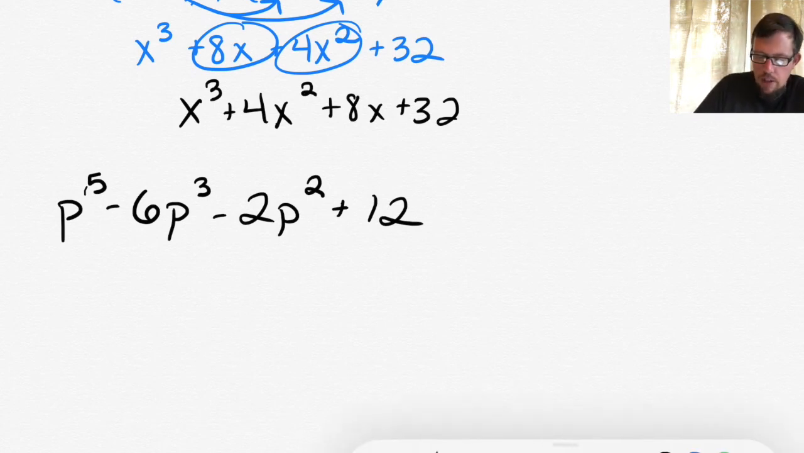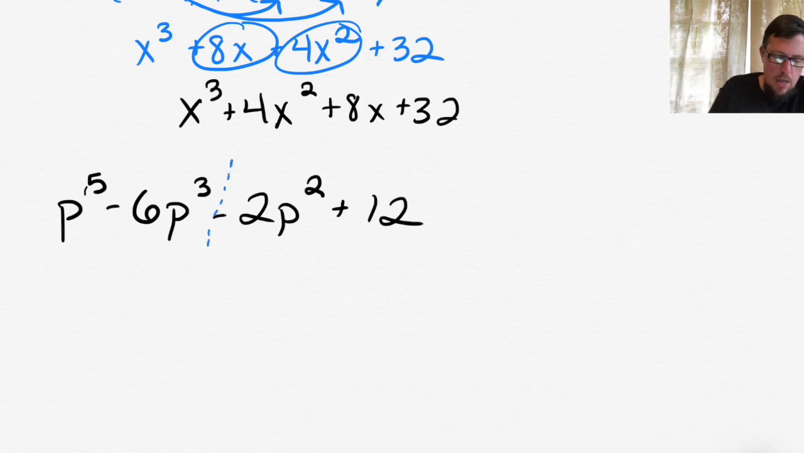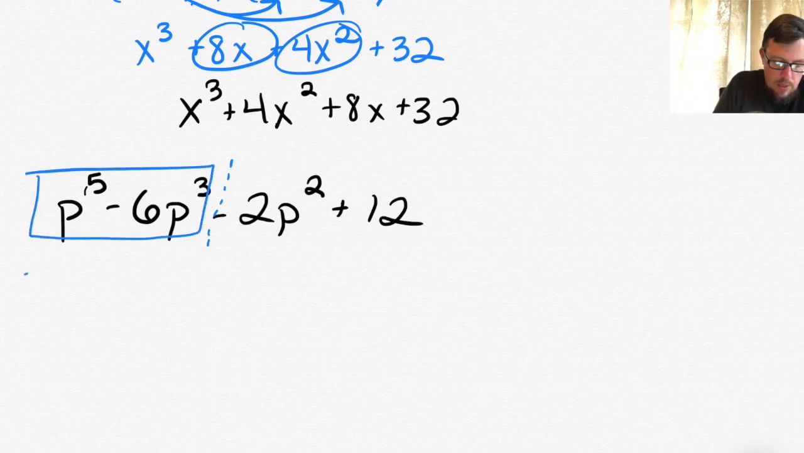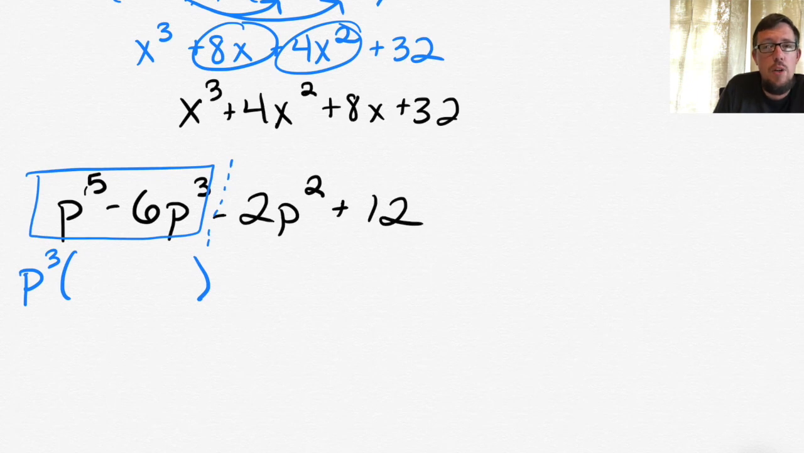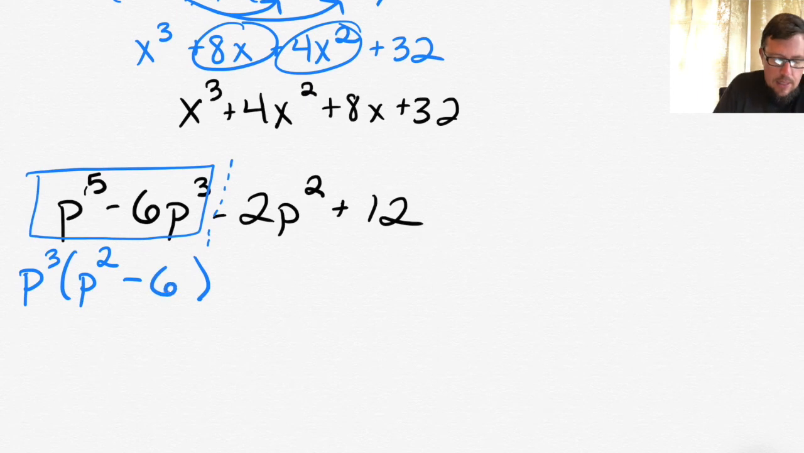Not a big deal. We're still going to follow our same procedure, which is that we're going to divide it in half. Make sure that minus sign stays on the right half. Okay, so here we go. My first two sets of terms are p to the fifth and 6p cubed. The greatest common factor of p to the fifth and p cubed is p cubed. So if I take each of those terms and divide by p cubed, what do I get? Well, I get p squared minus 6.